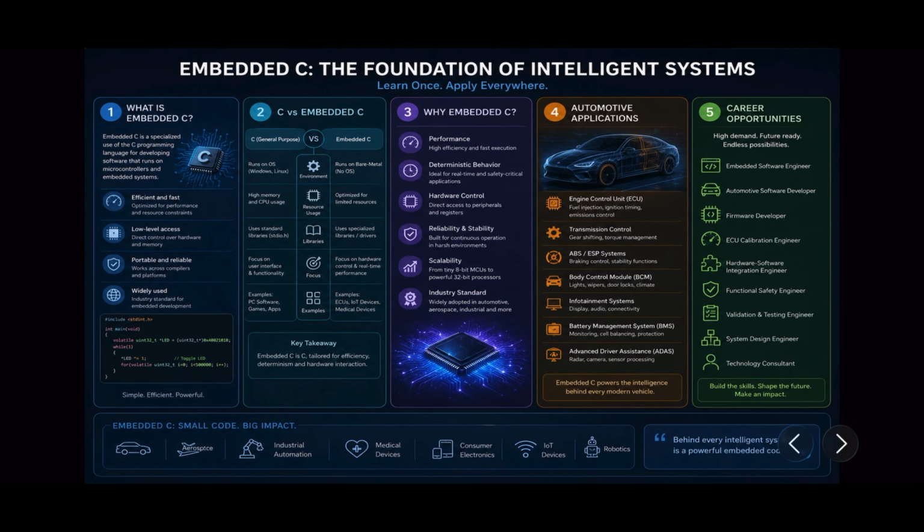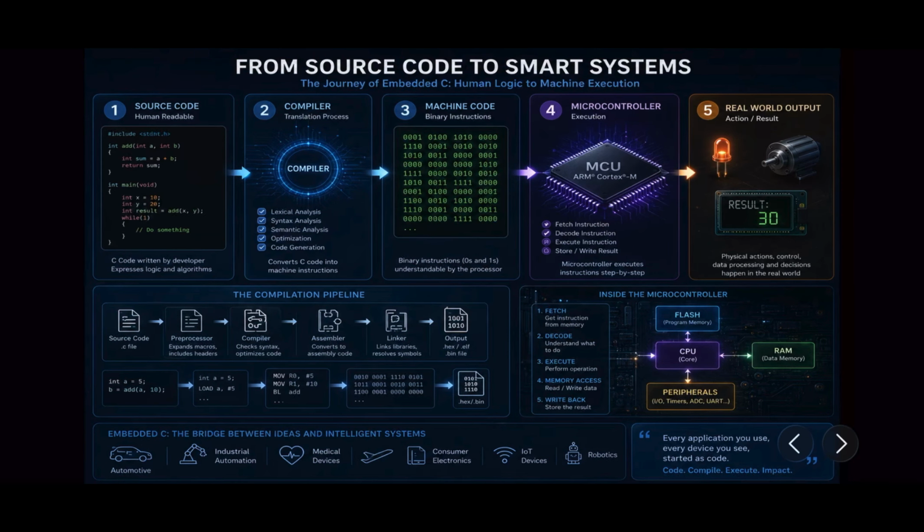In today's video, we learned what embedded C is, how it differs from standard C programming, why industries depend on it, where it is used inside automotive ECUs, and the career opportunities available in this field. In the next video, we'll understand how an embedded C program actually runs in the backend inside a microcontroller and explore the complete journey from source code to machine code.